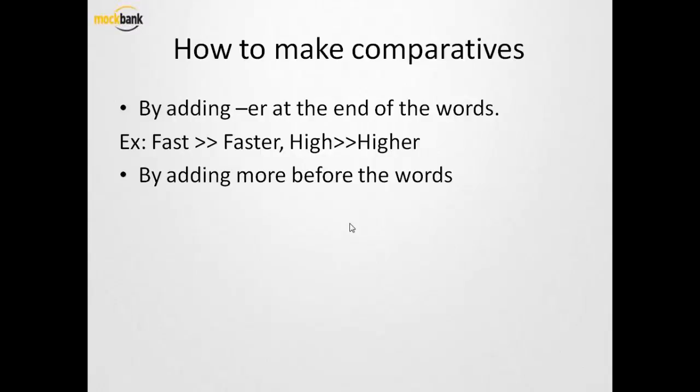How do we make comparatives? We make comparatives by adding er at the end of the words. Examples could be fast, faster, and high being converted to its comparative form by writing er at the end of the word, which translates to higher. Or else I can add more before the words. So I don't say she is beautifuler than her, I say she is more beautiful than her.